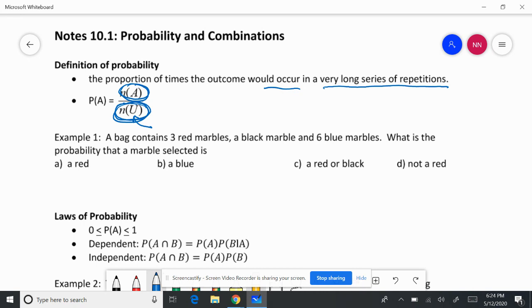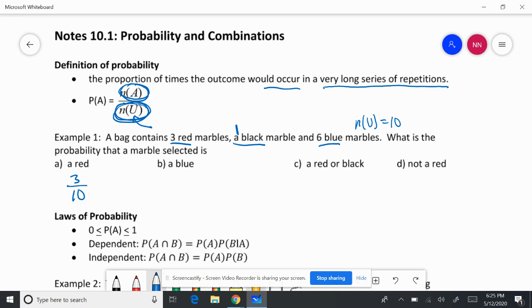So in this first situation, we have a bag that contains 3 red marbles, 1 black marble, and 6 blue marbles. So that would be a total of 10 marbles, so our universal set would be 10. Now we're trying to figure out the probability of selecting a red. We know that there are 3 red out of the 10. So our answer is 3/10.